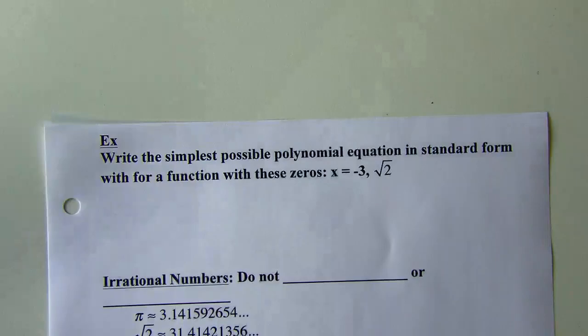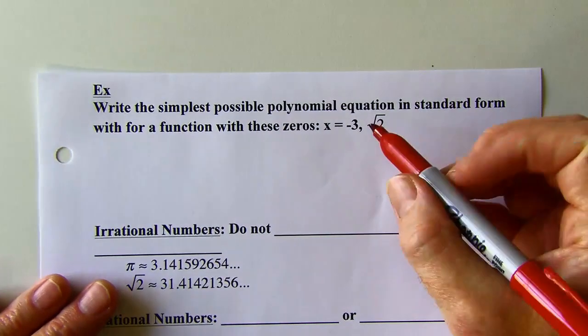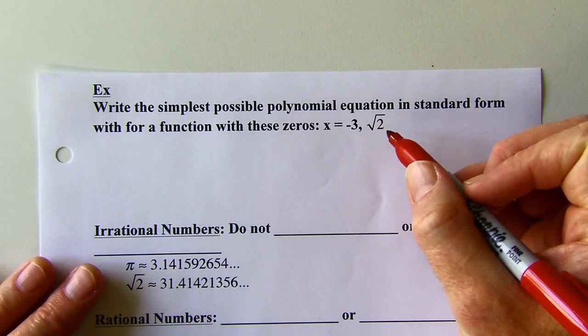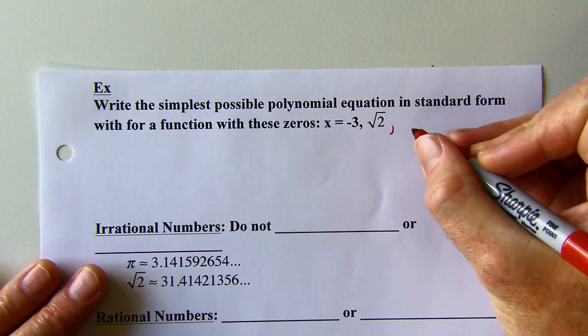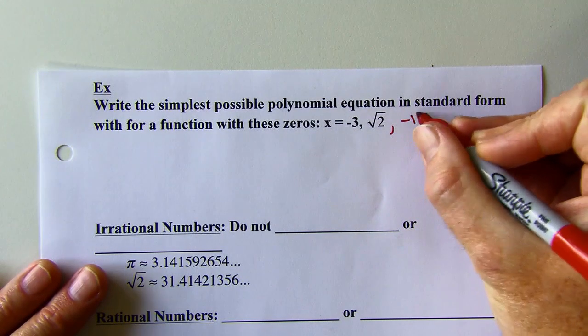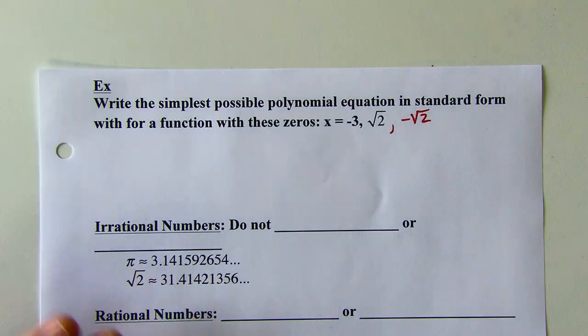Write the simplest possible polynomial equation with these roots. So we've got negative 3, positive root 2, but those always come in conjugate pairs. So I'm supposed to realize, oh, there's another hidden root that they're not telling me about. But I know if positive root 2 is a root, so is negative root 2.